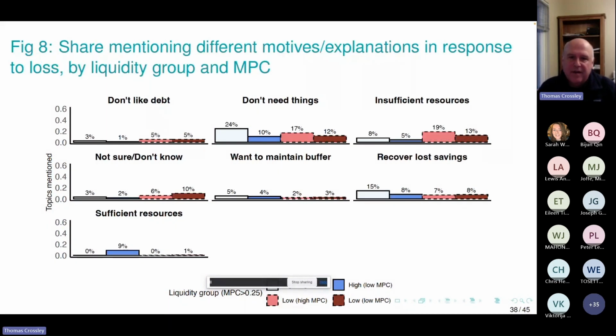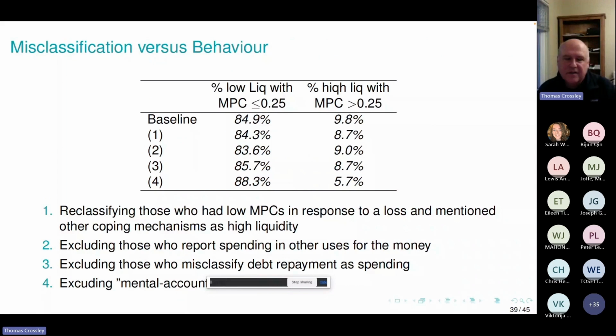Again, mentioning different motives in response to a loss by liquidity group and MPC. People here with low MPCs sometimes cite that they don't like debt. So that's some incidence of debt aversion. So that's what the topic analysis looks like.